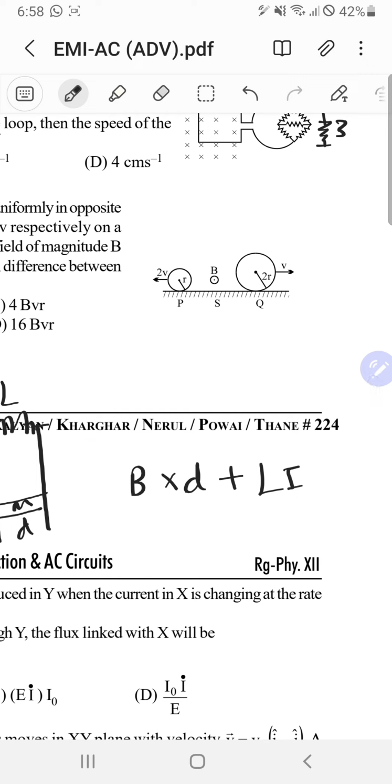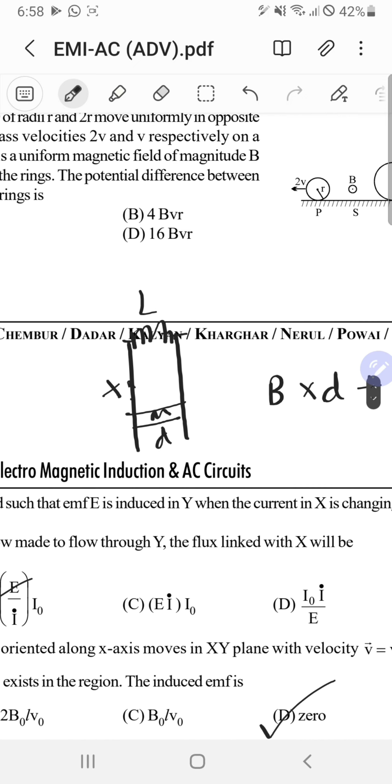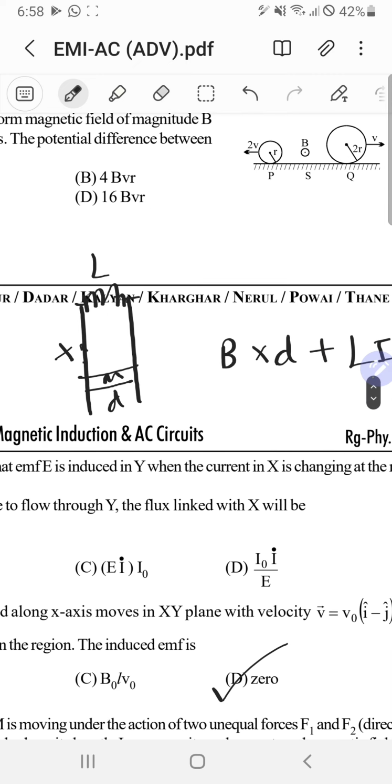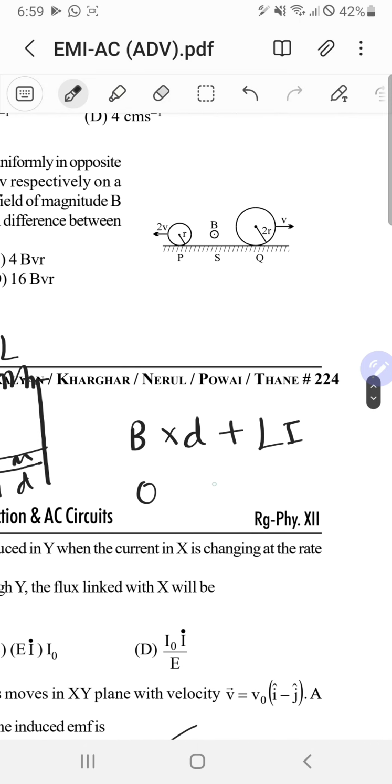So the negative change in flux is equal to the integration of E dot dl. That means the integration of E dot dl plus the derivative of flux with respect to time will be 0. What's the integration of E dot dl? Wait, no resistors. Oh, that makes sense. No resistors, that means it's just 0.